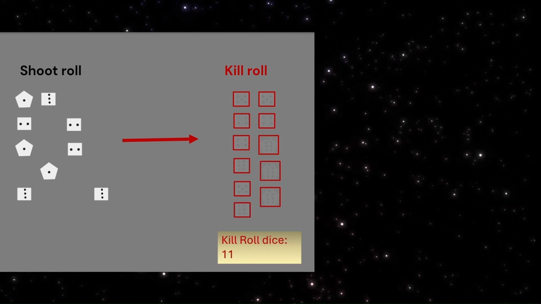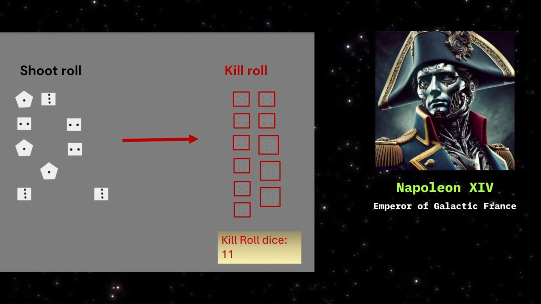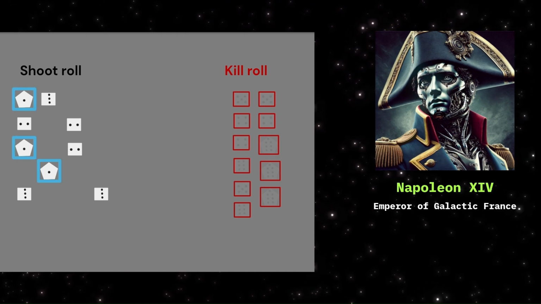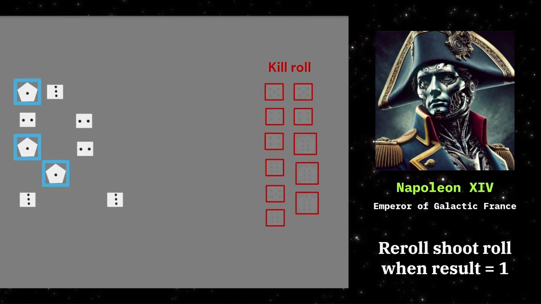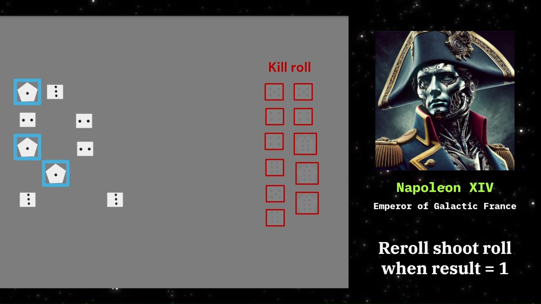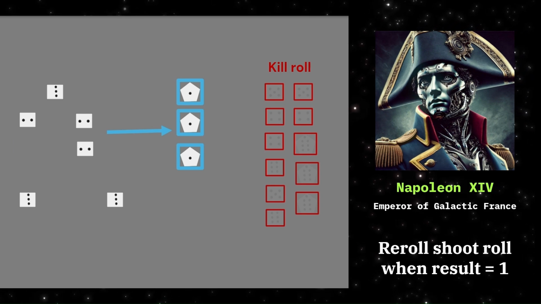However, the Grenadiers are under the heroic command of Napoléon XIV, whose mere presence on the battlefield makes their guns work better. He gives them a special rule: on their shoot roll they can re-roll die results of 1, and add successes to the kill roll as well.